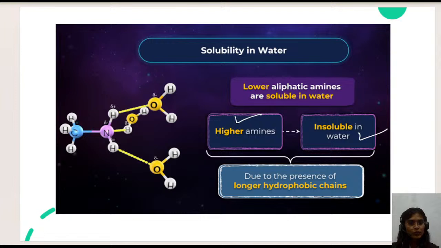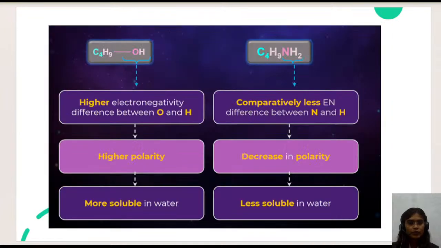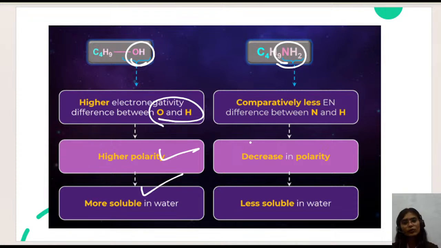Okay, I guess this point is now clear for you. What is the statement? Higher amines are insoluble in water due to the presence of a longer hydrophobic chain, that is point number one. The second point is that hydrogen bonding is also the reason there. This question we already covered: why is this more soluble as compared to this one? Because the oxygen bond has high polarity, so more soluble in water. This one has decreased polarity, so less soluble in water.